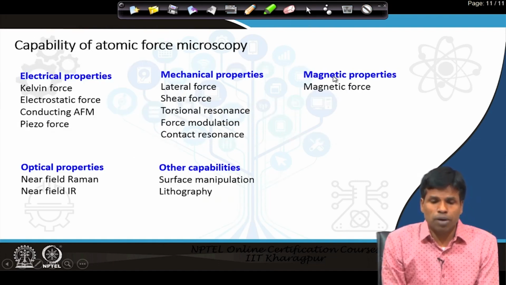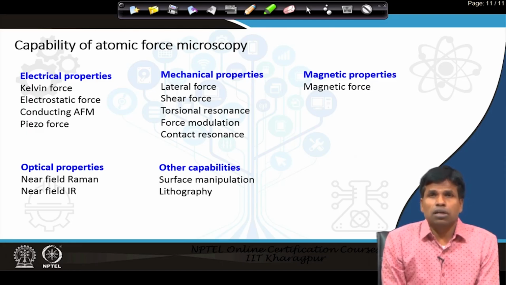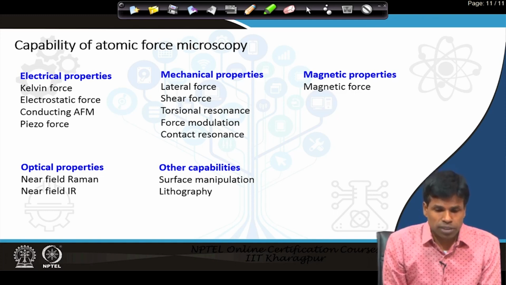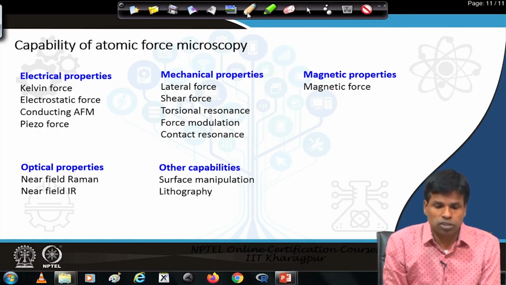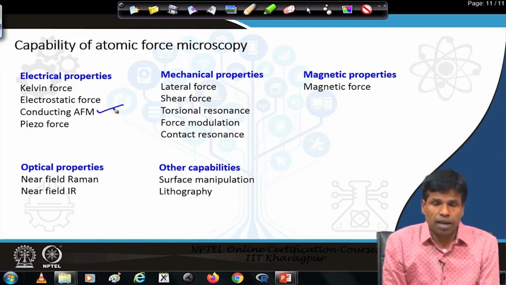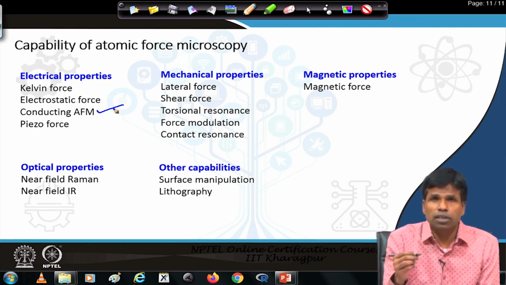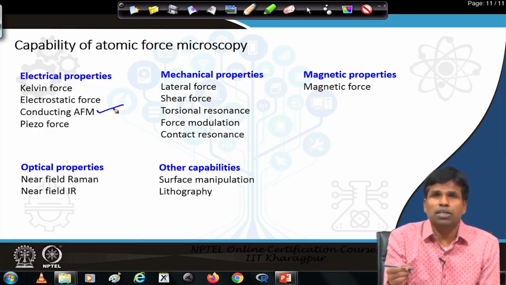So, if we look at the capabilities of the atomic force microscope, it provides us different material properties, including the electrical properties. Electrical properties are normally measured by Kelvin force microscope, electrostatic force microscope, conducting AFM. In case of conducting AFM, the tip has to be conducting in nature, though theoretically we do not need a conducting tip, as we have seen in the first invention they used a diamond tip.